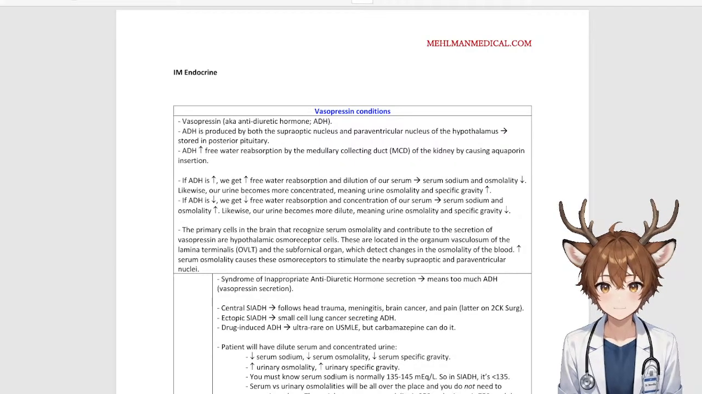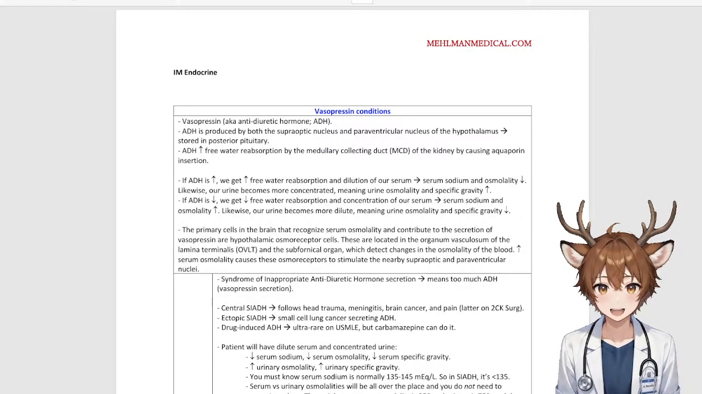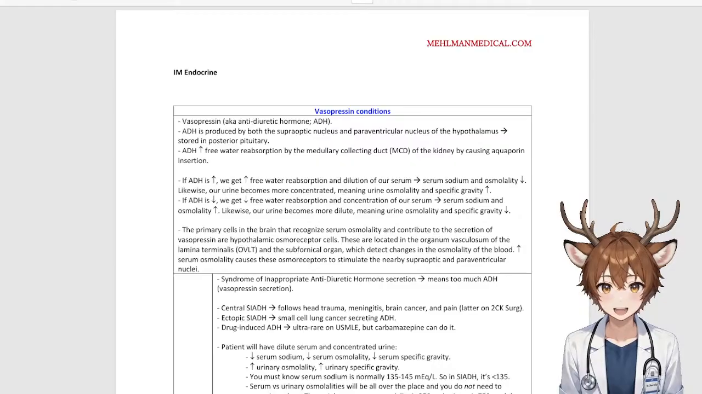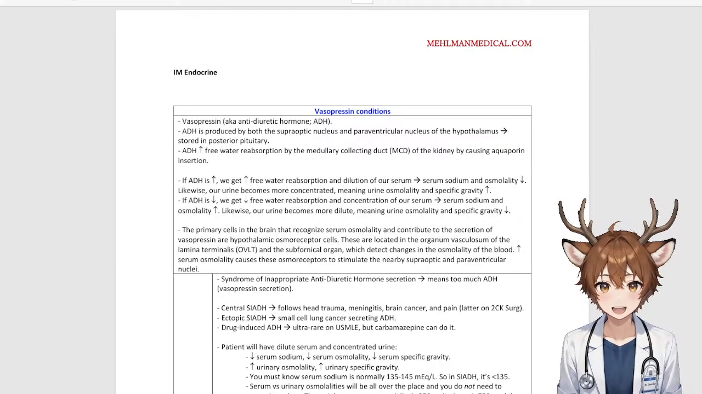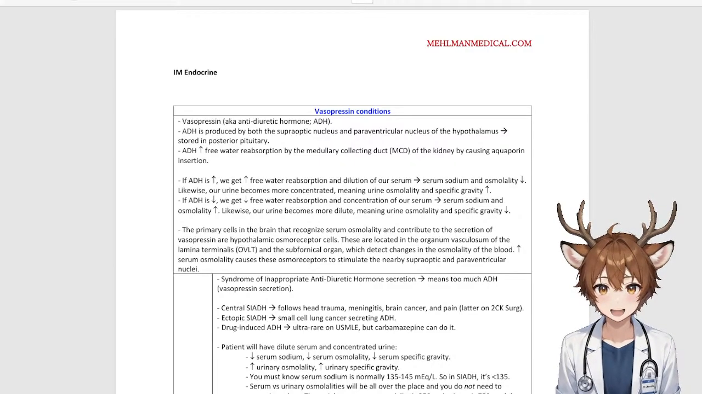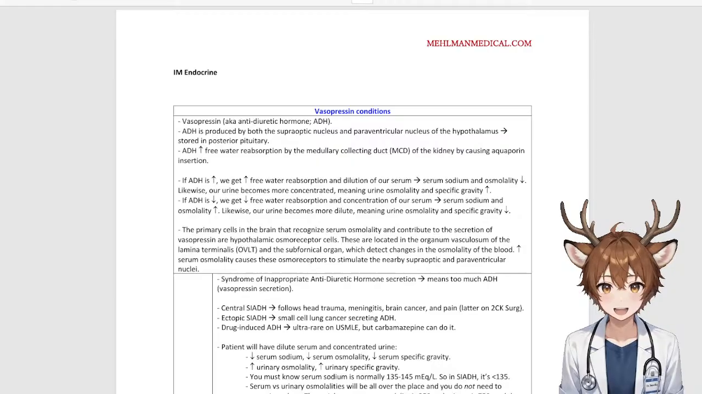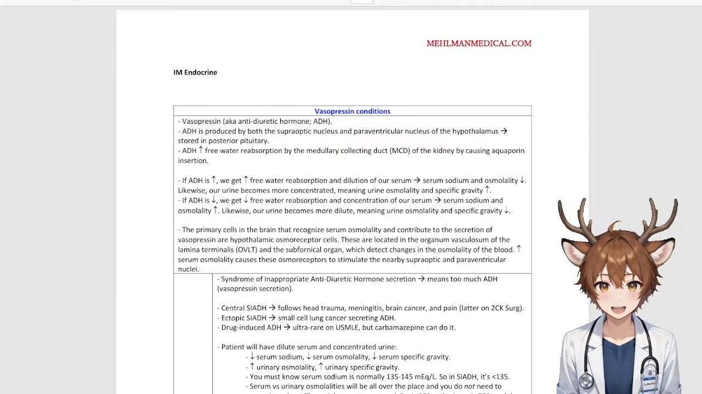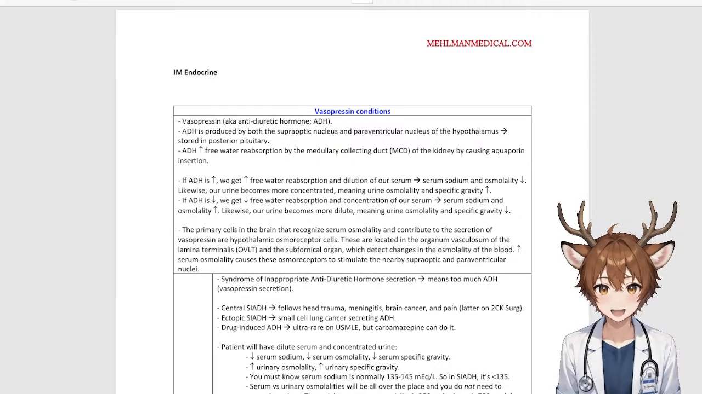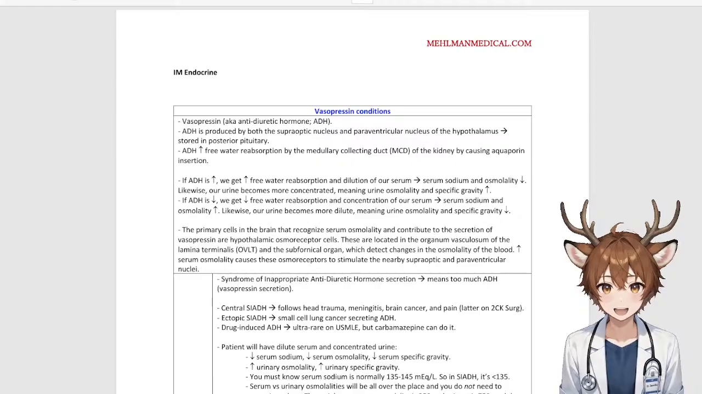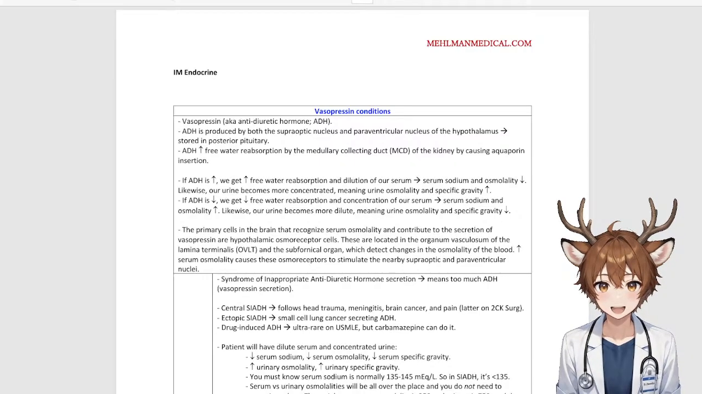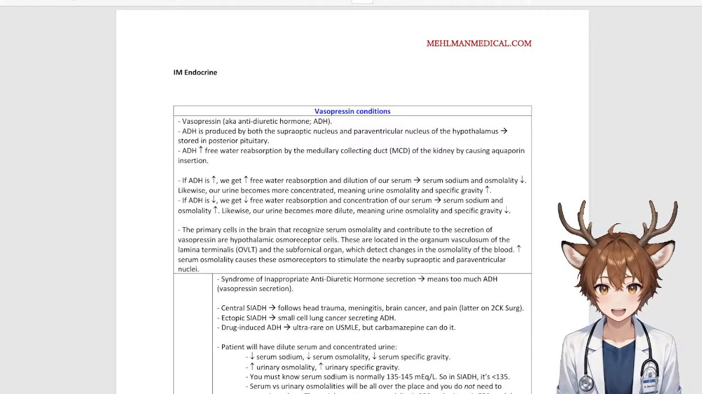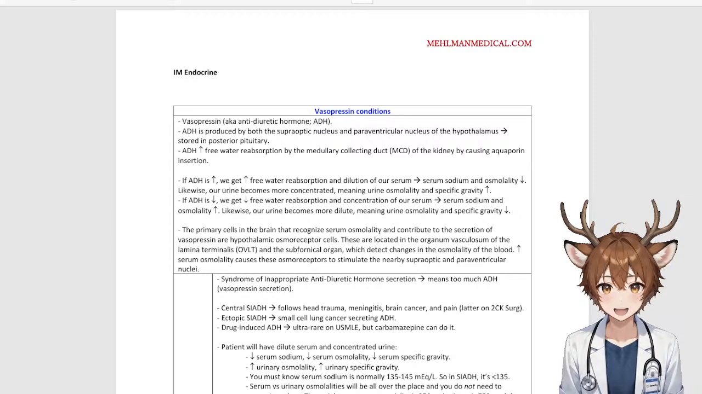Internal medicine, endocrine. Vasopressin conditions. Vasopressin, aka antidiuretic hormone, ADH. ADH is produced by both the supraoptic nucleus and the paraventricular nucleus of the hypothalamus, stored in the posterior pituitary. ADH increases the free water reabsorption by the medullary collecting duct, MCD, of the kidney by causing aquaporin insertion.